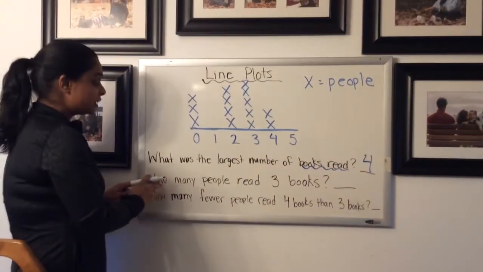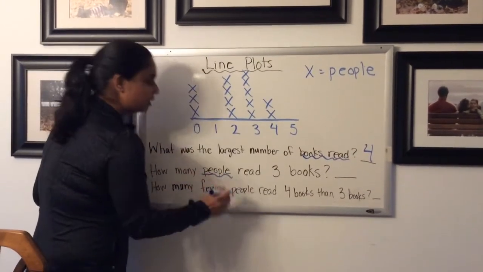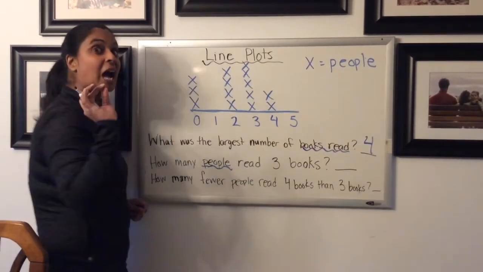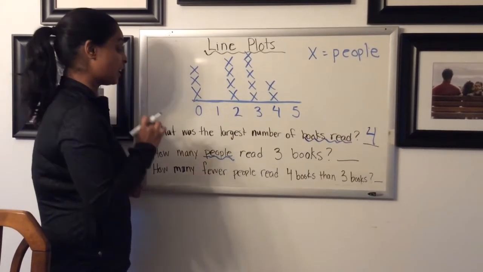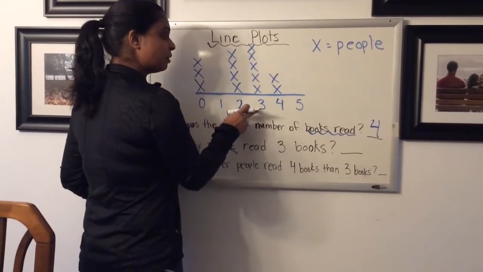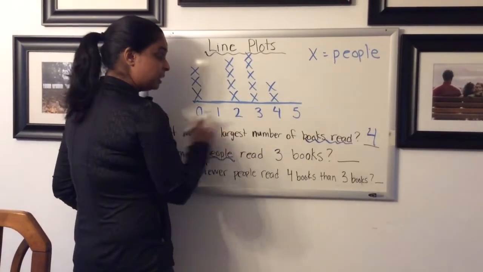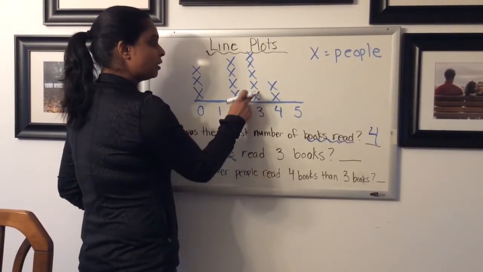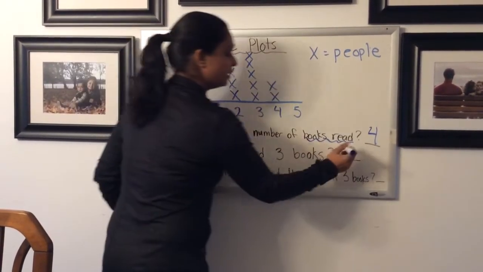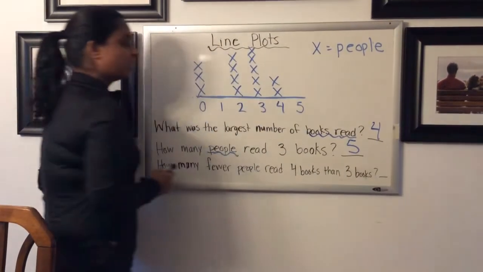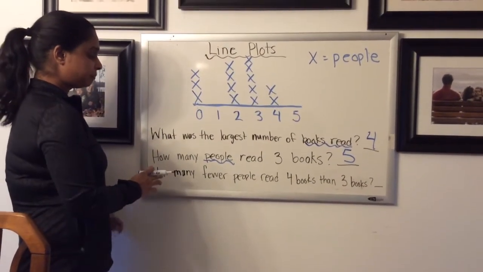Okay? Now it says how many people read 3 books. Okay, so now I know I'm counting the X's for that. How many people read 3 books? So now I know that these are the books, so I'm going to go to 3, and then 1, 2, 3, 4, 5. 5 people read 3 books.